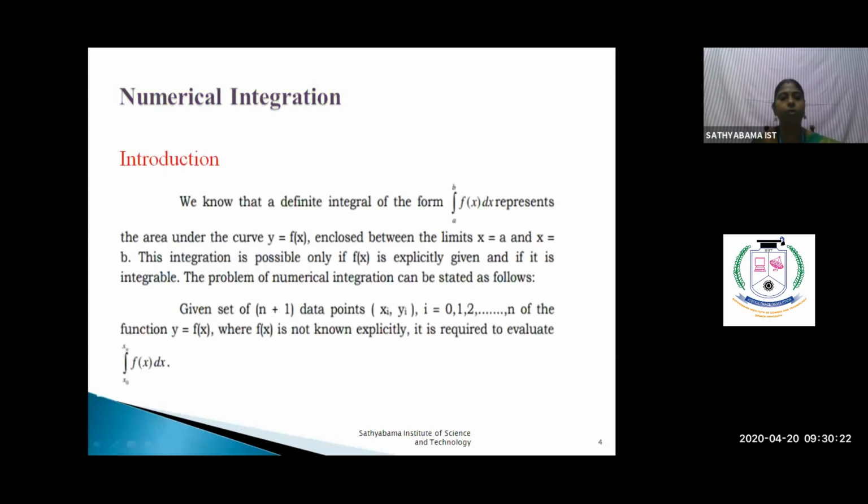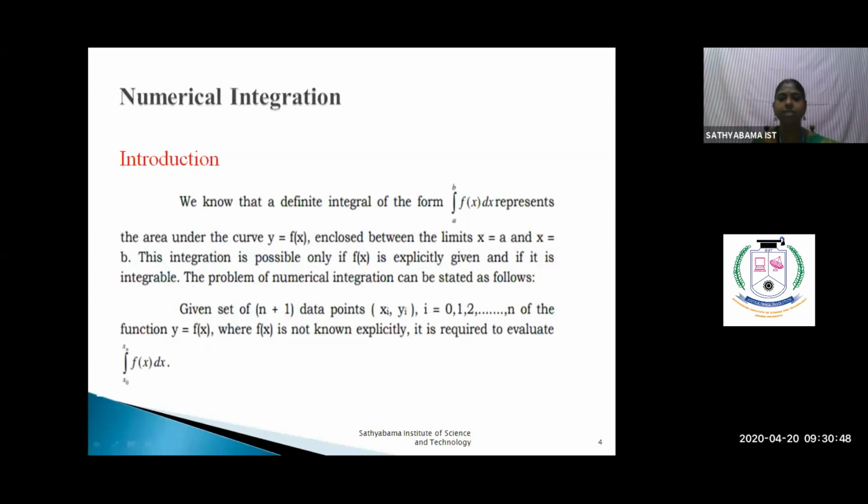So let us see what numerical integration is first. That's our introduction part. Usually you know how to integrate. We have seen definite integrals and indefinite integrals. So what do definite integrals mean? We have the limits, lower limit and upper limit. So here also we have the lower and upper limits, and you see the function f of x.